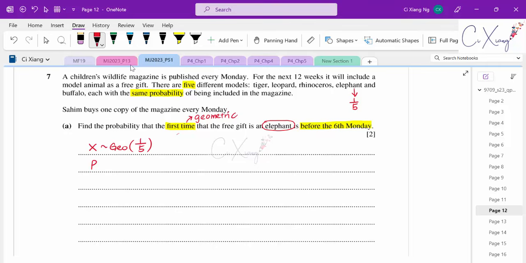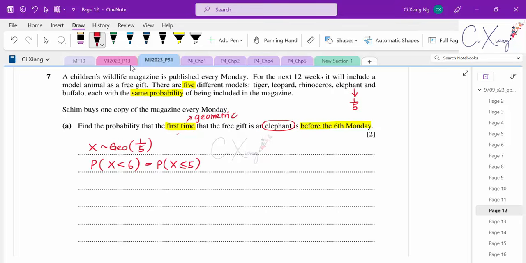And they are asking for the probability of getting the elephant before the 6th Monday. So not including the 6, it should be smaller than 6. Okay, so when we want to calculate the probability for a geometric distribution for x smaller than 6, there's a shortcut formula basically. You can change it to x smaller equals to 5.